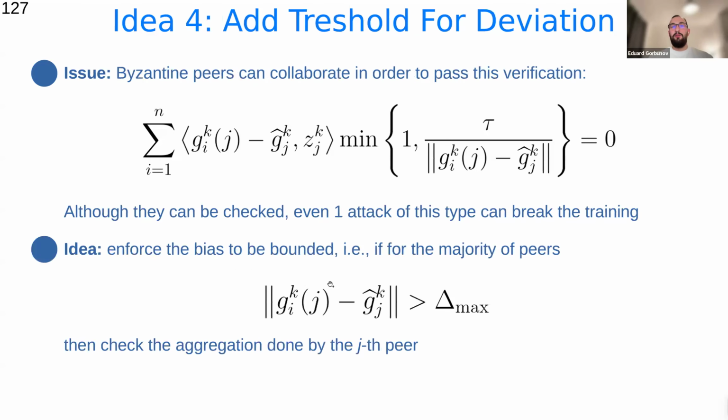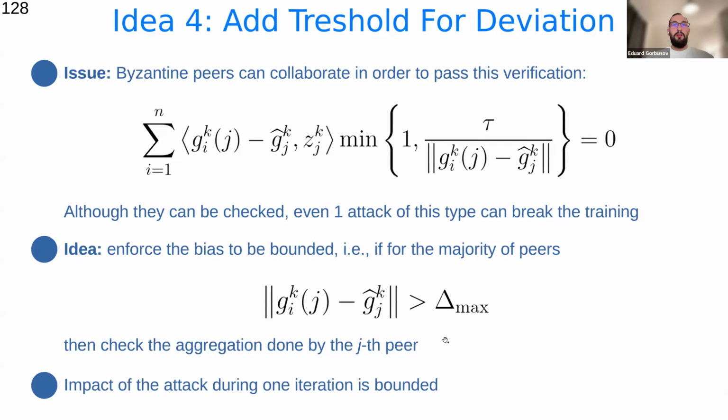So to prevent that, we have an additional parameter delta max. Essentially, this is the maximal threshold that we can have, the maximal bias. And after each step, we ask every client to check the norm of the difference between the aggregation and their part and use majority vote. And this is exactly what bounds the bias of each attack.